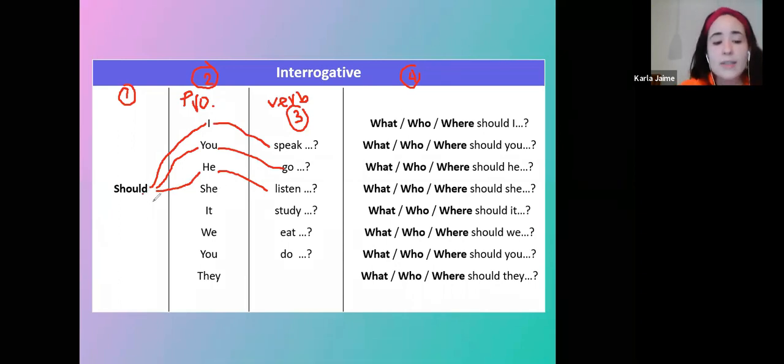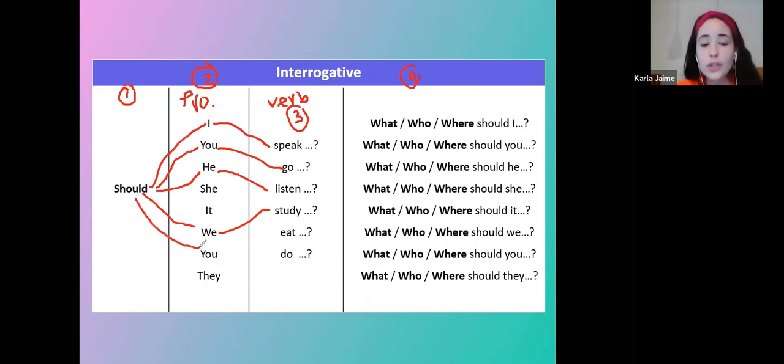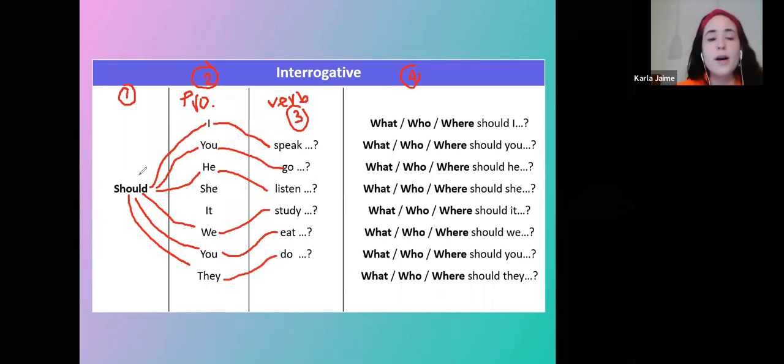Then you can ask, should we study a night before the exam? Should you study one night before the exam, or should you study days before the exam? Okay, so should we study one night before the exam? Yes, you should, or no, you shouldn't. Should you eat too many pizza slices? No, you shouldn't, because then you can have a stomach ache. And should they do their homework on time? Yes, they should, okay?